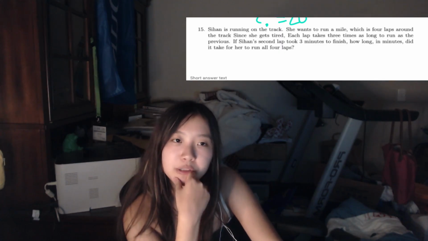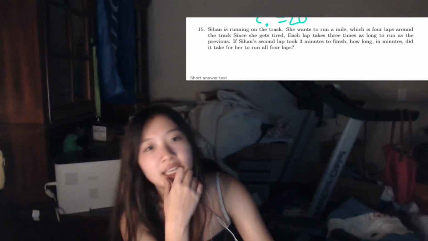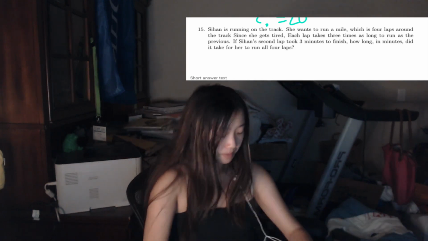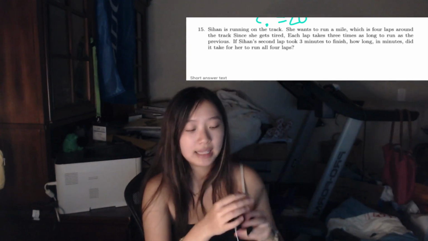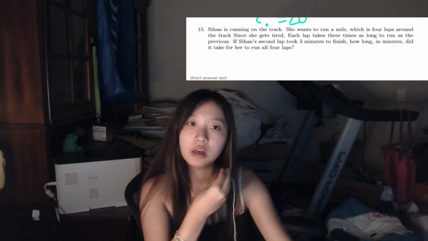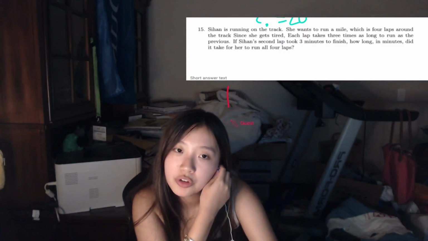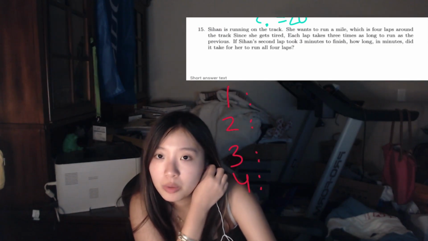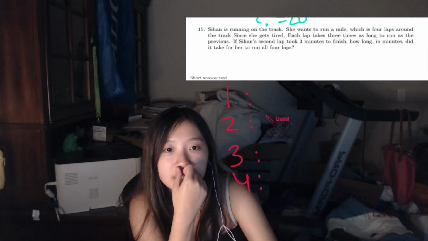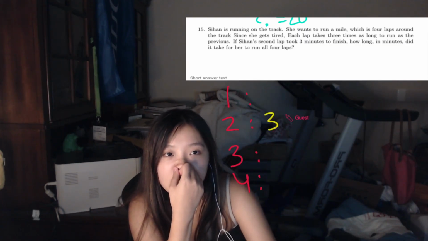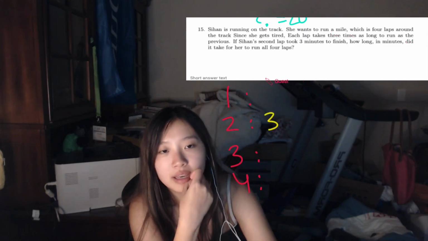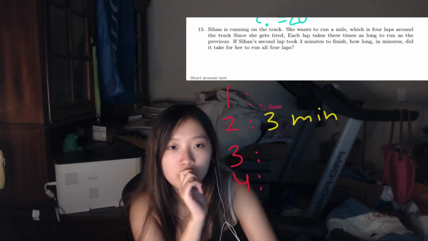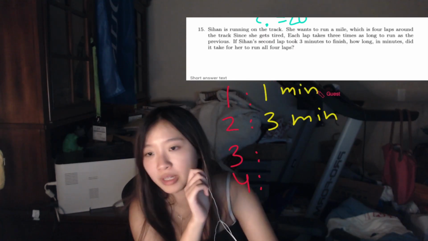If Sienna's second lap took 3 minutes to finish, how long in minutes did it take for her to run all 4 laps? Well, we know her second lap took her 3 minutes to finish. So I'm going to say 1, 2, 3, 4. We know that each lap takes 3 times as long to run as the previous. So if the second one took her 3 minutes, that must mean the first one only took her 1 minute, because 1 times 3 is 3.